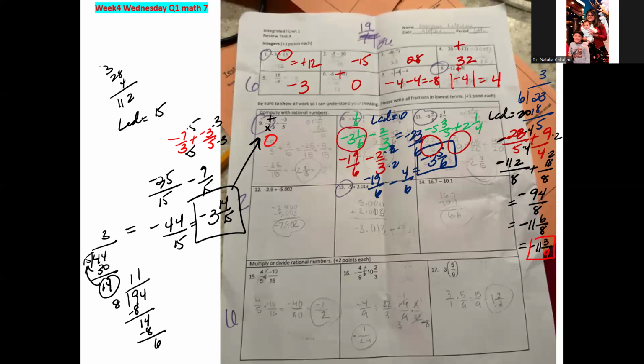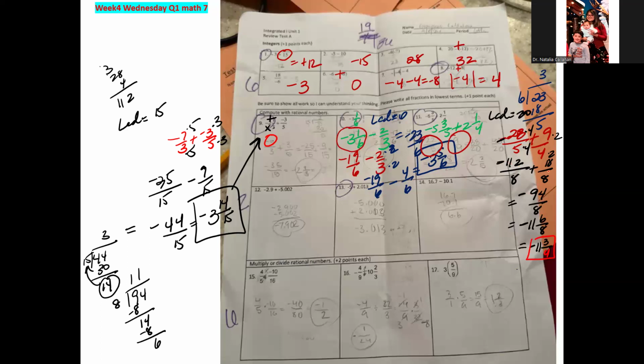What's negative 112 plus 18? Do you add or subtract the two numbers? Negative 112 plus 18. Do you add or subtract the two numbers? So what's 112 minus 18? Because it's a negative 94. Do you understand it now?